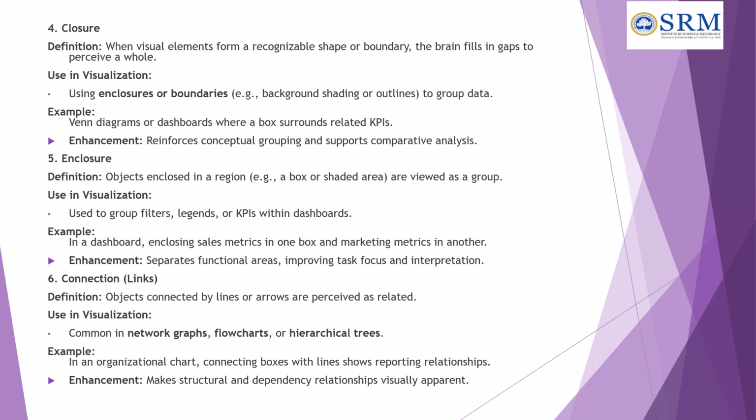Connections or links. When two items are connected by a line or arrow, we immediately see them as related. This is used in flowcharts, network diagrams, and organizational charts. For example, in a company org chart, lines between boxes show who reports to whom. This pattern helps us understand structure, direction, and relationships between different elements. Together, these patterns, closure, enclosure, and connection, use our natural visual instincts to guide how we understand and organize information in charts, diagrams, and dashboards.